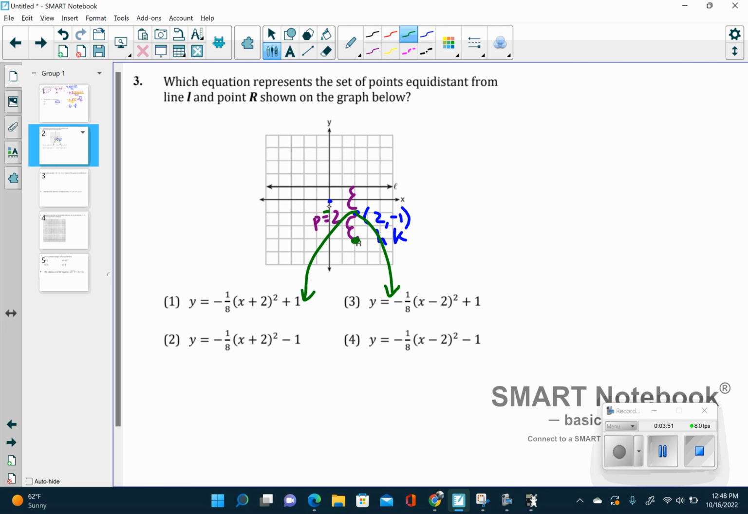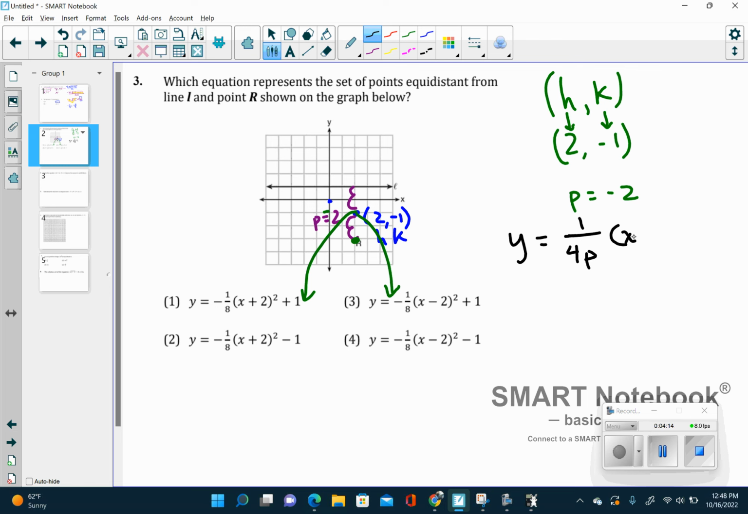Let me write down what we have. We have H and K, and that is 2 comma -1. So H is 2 and K is -1, and our P is equal to -2. What do we do with that? We plug it into the formula. The formula is y equals 1 over 4p, parentheses x minus h squared plus k.